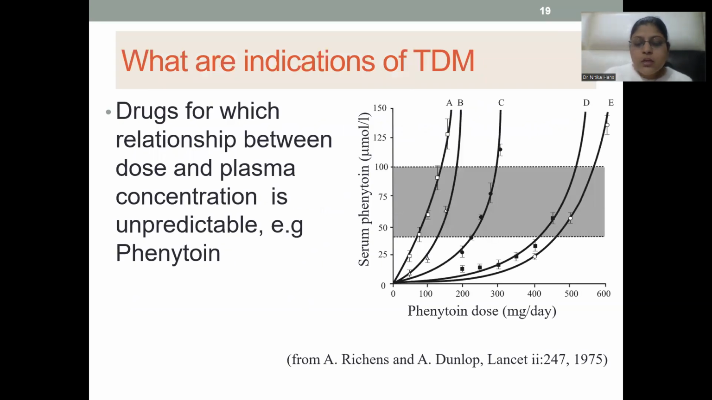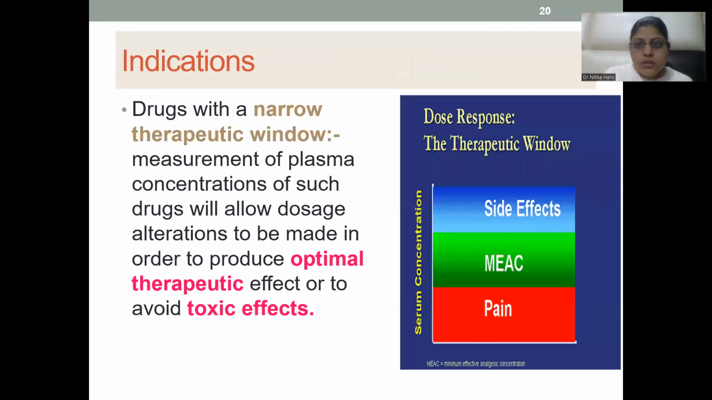Now, what are the indications of therapeutic drug monitoring? Drugs for which the relationship between dose and plasma concentration is unpredictable, like phenytoin. In those cases, we use therapeutic drug monitoring. Narrow therapeutic range: the difference between the minimum effective concentration and the minimum toxic concentration is very small.